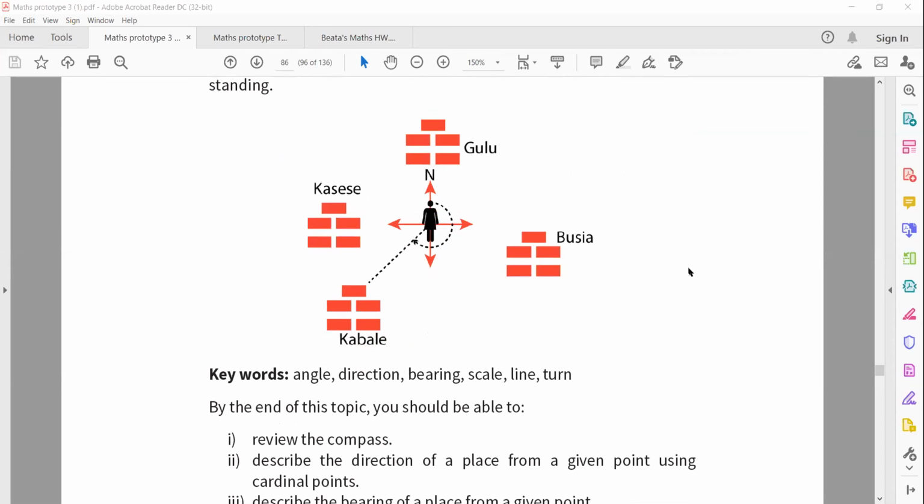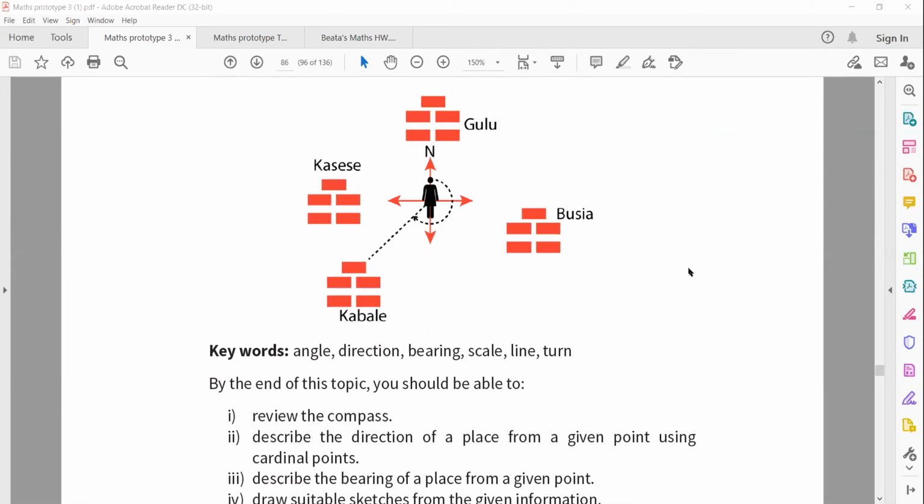So the diagram is showing the bearing of Kavale from where this lady is standing. When we move on, we need to know these terms that they are giving us, and they are telling us that by the end of this topic, there are some things that you must know. I know we said it is not a new topic, but then, one, you need to review the compass. I believe we can draw the compass. So we need to review that compass.